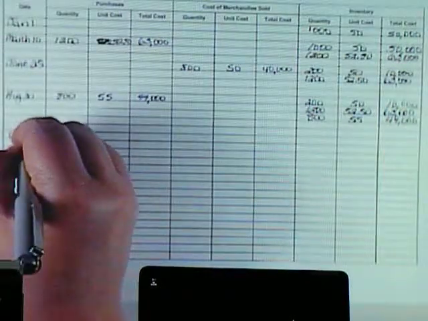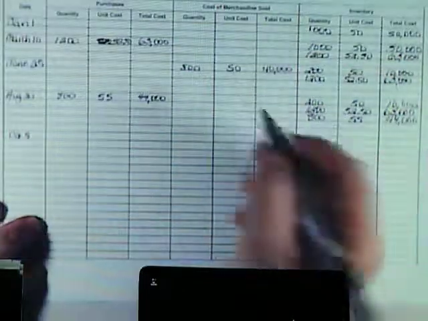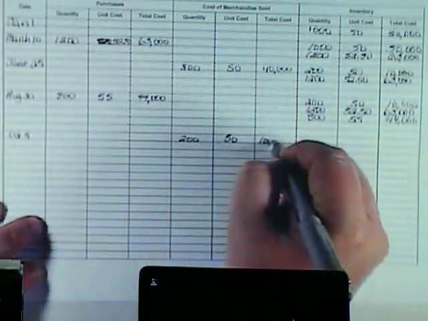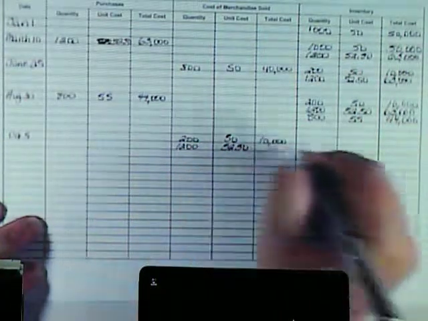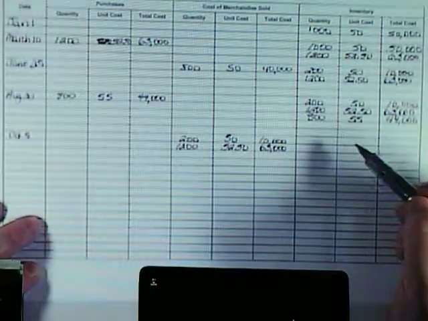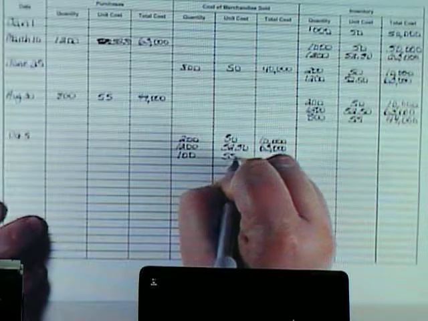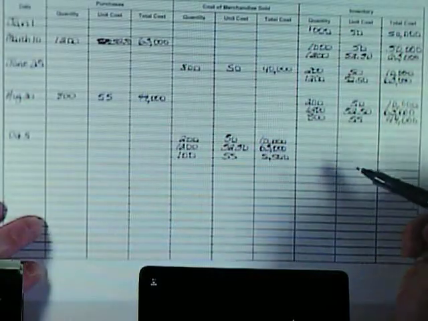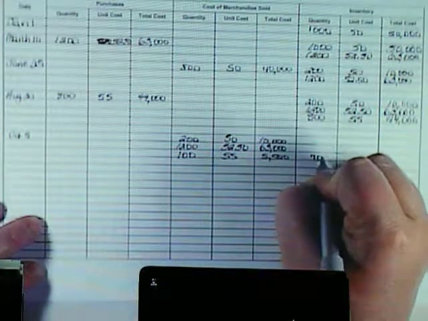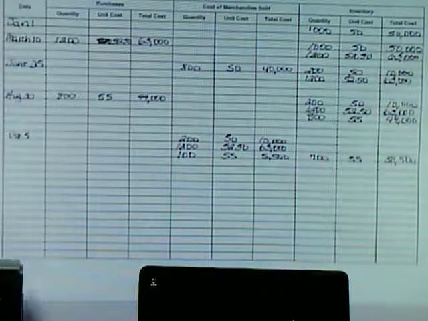On October 5th, we need to sell a total of 1,500 units. But we need to figure out where all these units are going to come from. So, I have 200 I can pull from here, so the first 200 I'm going to sell are going to come from the $50 bin for a total of $10,000. I'm going to sell all 1,200 of these units at $52.50 for a total of $63,000. And then I have an additional 100 units I need to sell that are going to come from this stock right here. So I have 100 units at $55 each for a total of $5,500. There's my cost of merchandise sold for this particular sale. And now my ending inventory is 700 units at $55 apiece for a total of $38,500.